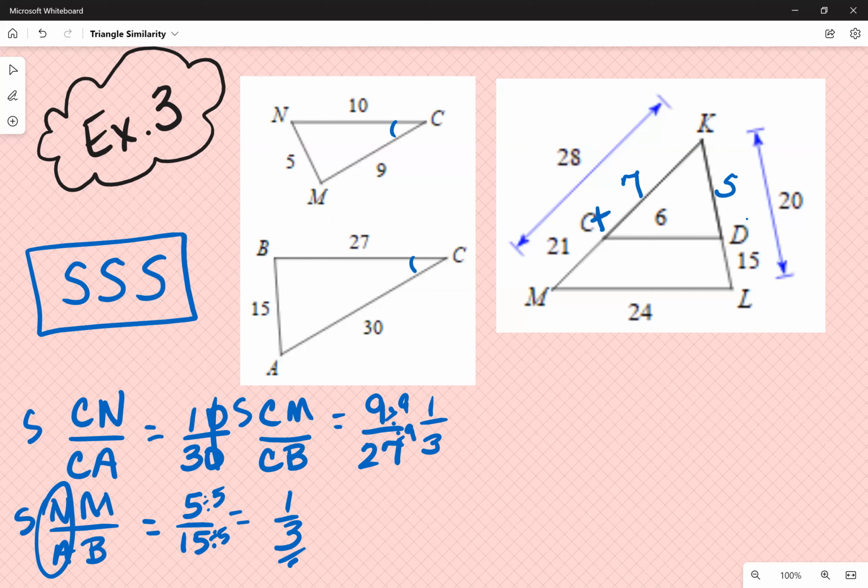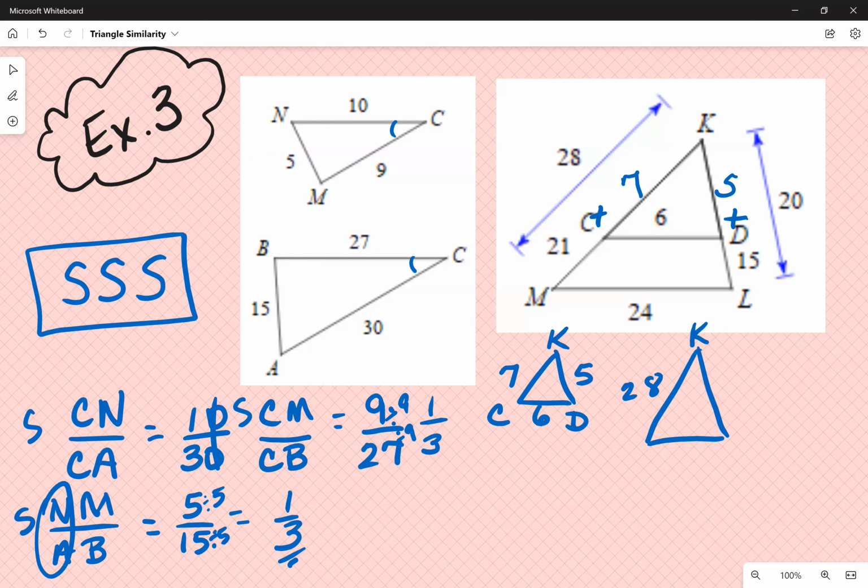That's a plus sign. Okay, it looks like an X. All right, here we go. Plus and plus. We're going to do it upright. Now, taking these triangles apart, I am going to see K, 7, 5, CD, 6. And then the larger one is K, 28, 20, 24, and then I see M and L.